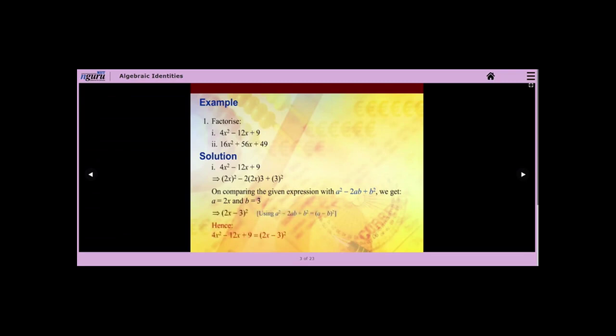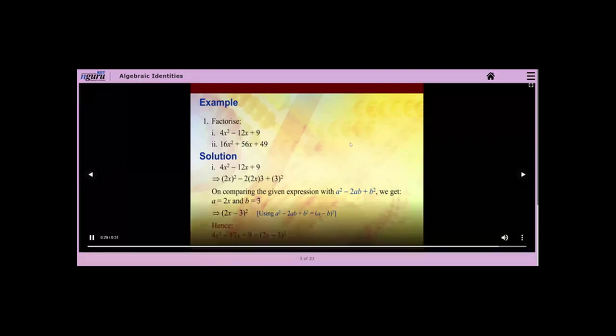Now we will look at a few examples. Factorize the following algebraic expressions. The first expression can be written as shown. On comparing the given expression with a square minus 2ab plus b square, we get the values of a and b as 2x and 3 respectively. Using the algebraic identity a minus b whole square, we can write the given expression as 2x minus 3 whole square.